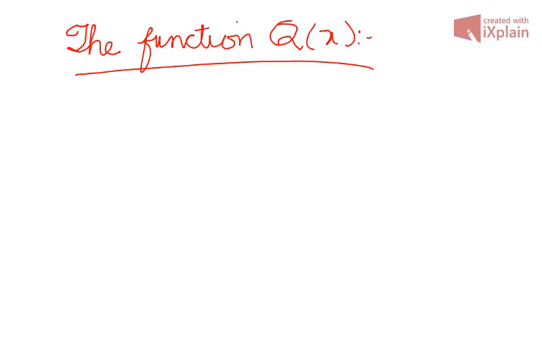In this video, we will discuss the function Q of x, which is usually used while performing the bit error rate analysis of digital modulation schemes. So you will encounter this function whenever you are trying to evaluate the bit error rate performance of different digital modulation schemes.